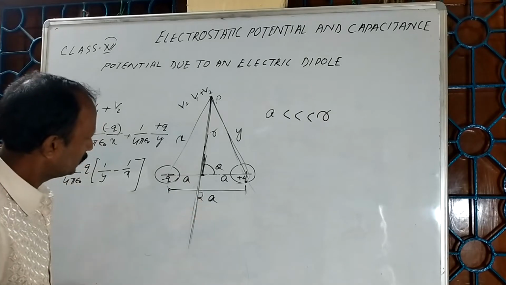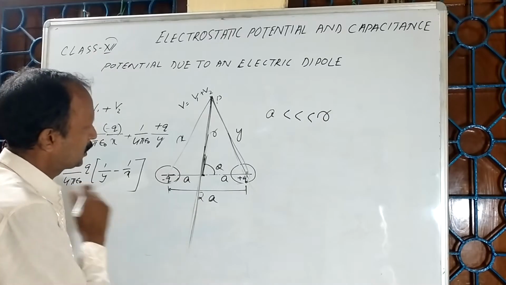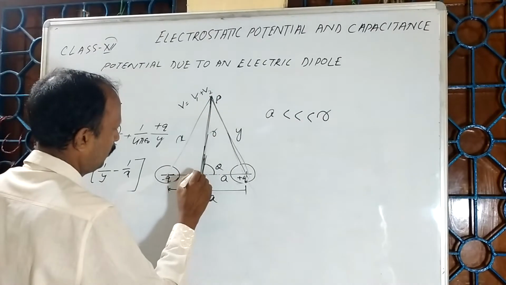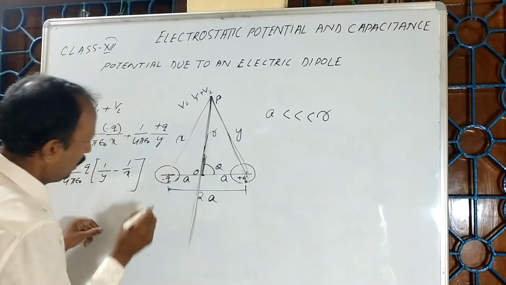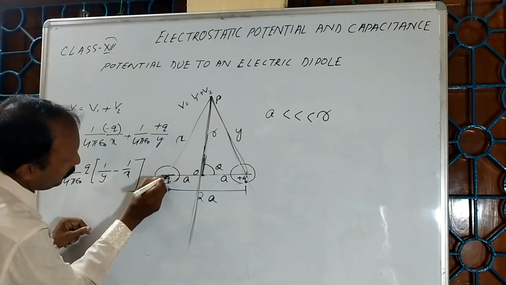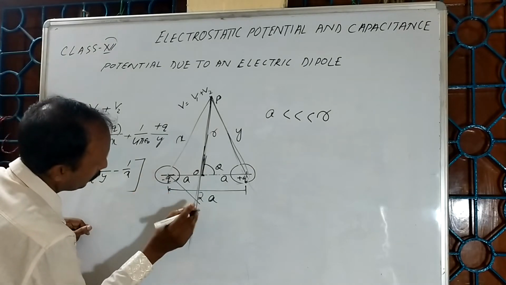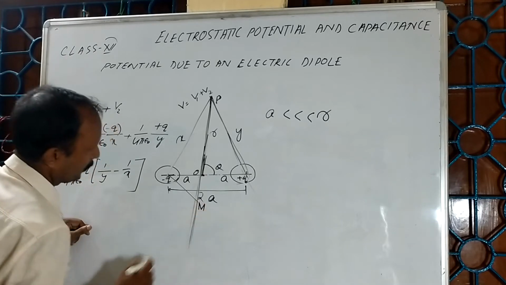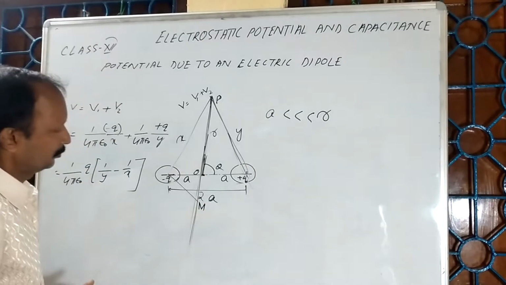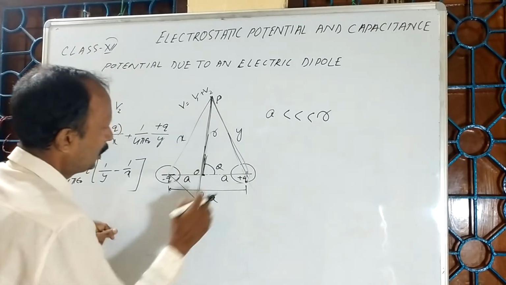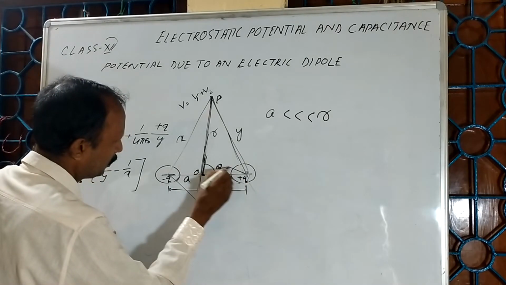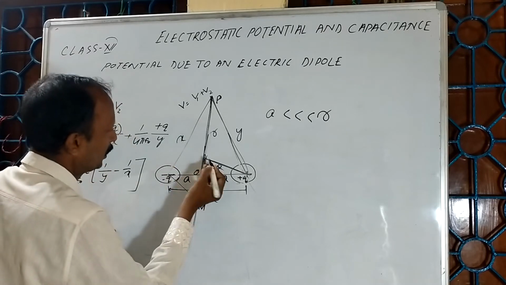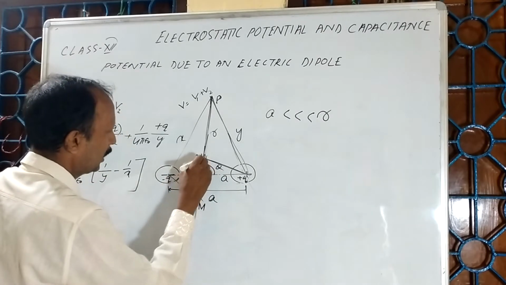Now this point I have given P. Suppose this point you give the name O. From here you draw one perpendicular. Suppose this is M. Clear? Now from this point also you draw one more perpendicular here. Suppose you give its name as N.